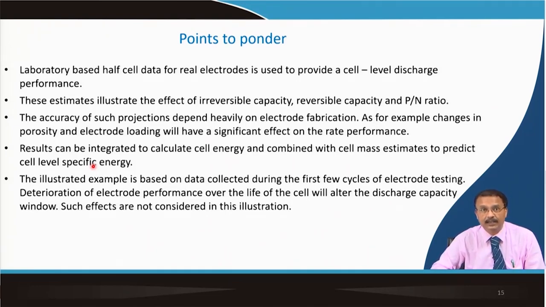So, the example that I have cited is based on the data collected during the first few cycles of the electrode testing. Once the electrode performance deteriorates with cycling, then all this reversible and irreversible capacity pre-estimation, whatever we have done to construct the full cell, will get jeopardized. So, you will have to ensure that the electrode you are making, after repeated charge and discharge cycles, will offer you the same kind of electrochemical performance. That is very important.